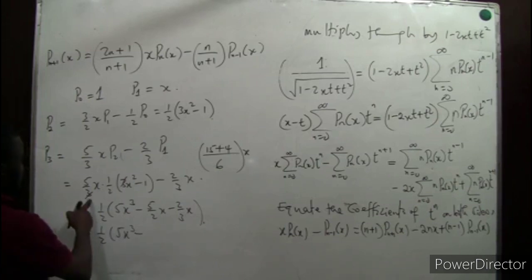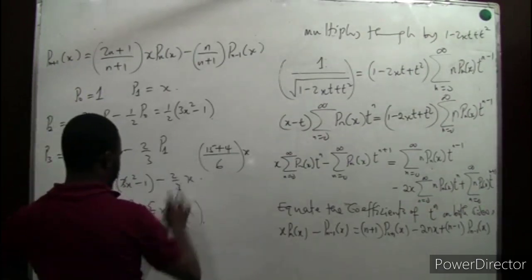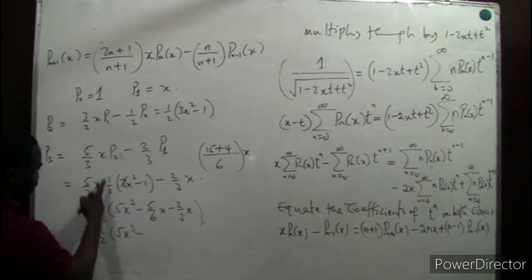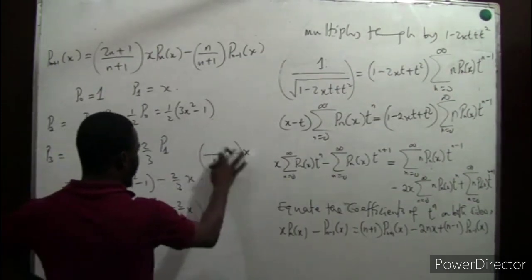Oh, this is 5 over 6, not over 2. 5 over 6, because the 3 cancels the 3 here, then 5 over 3 multiplied by half is 5 over 6. So that's what we have. So there is an error here.